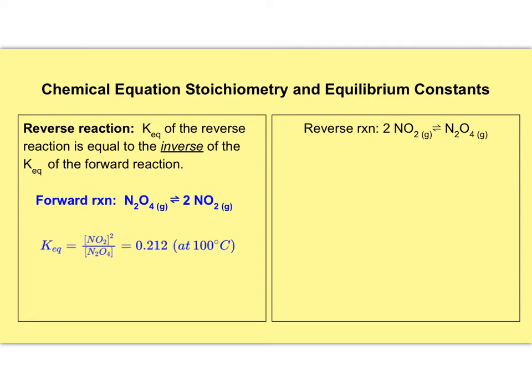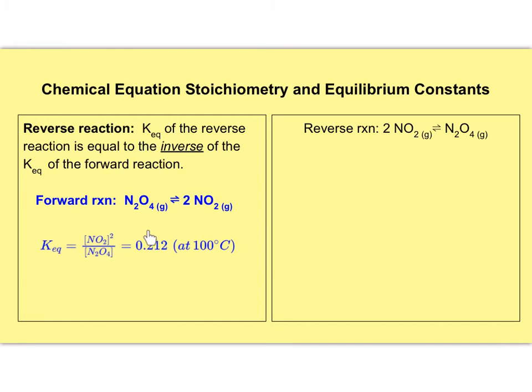Equilibrium constant expressions are dependent upon coefficients in a chemical reaction. So they're related to equation stoichiometry. The way you write a chemical equation will affect the value of KEQ. Let me give you an example. Here's a forward reaction, N2O4 producing 2NO2. Here's the equilibrium constant expression, products over reactants, and we're given a value for the KEQ at 100 degrees Celsius.